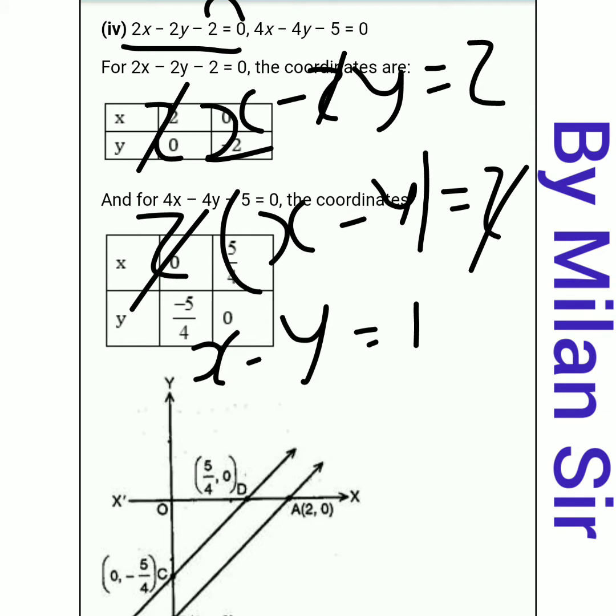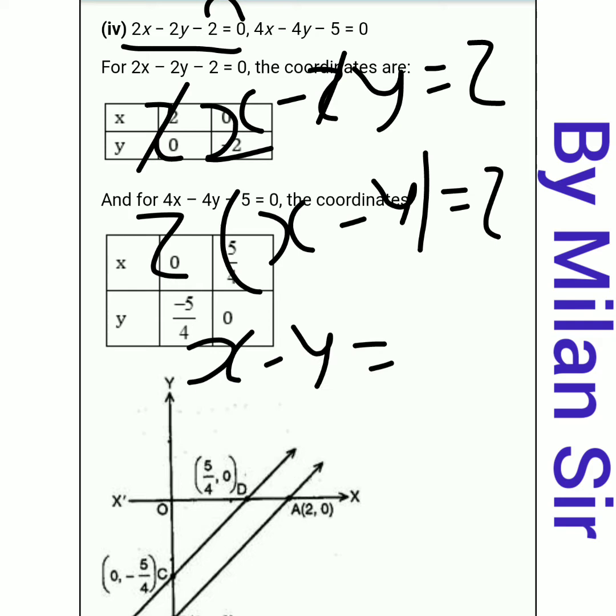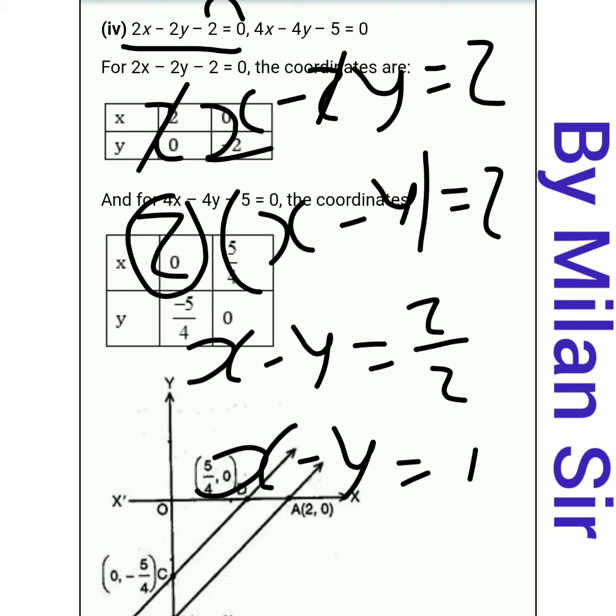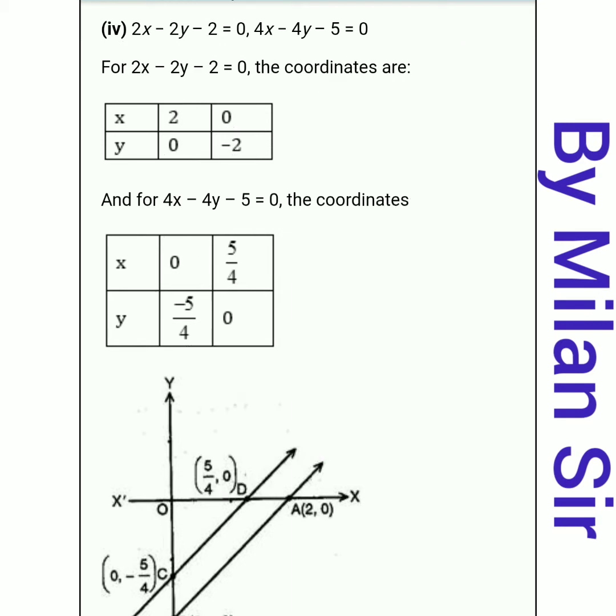Now the 2 cuts with the division process, that's why we put 1. We could also just transfer this 2 to the right hand side. It goes to the denominator because it is joined with the bracket, and bracket means multiplication, so it goes to division. So we get x minus y is equal to 1. This is our final equation.